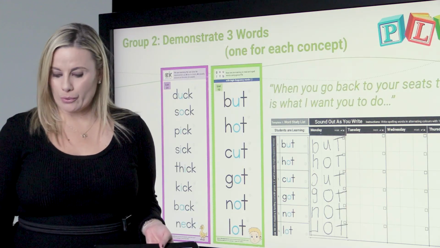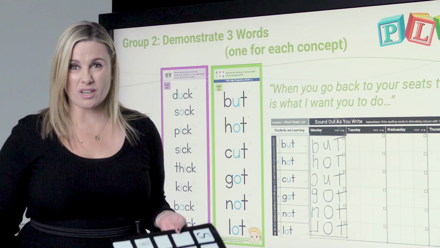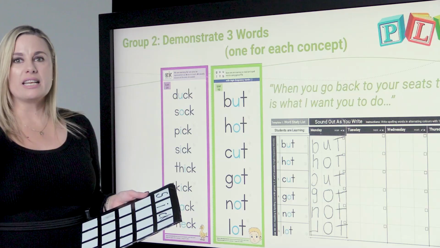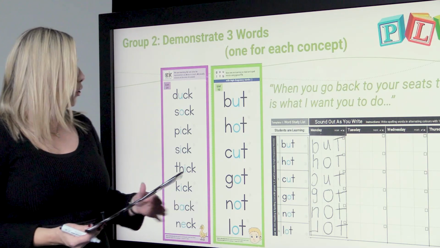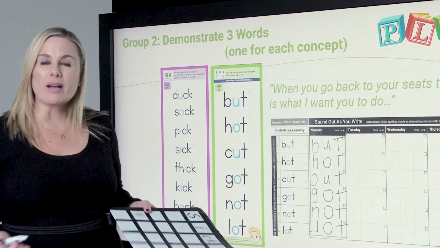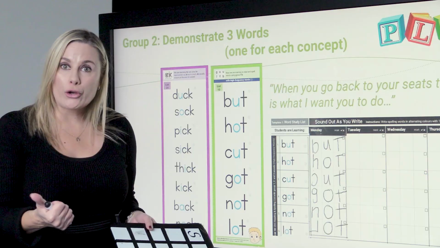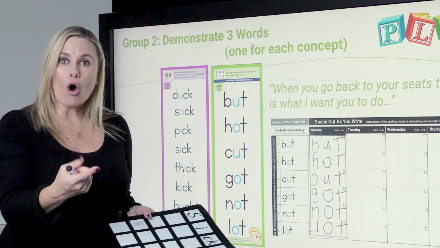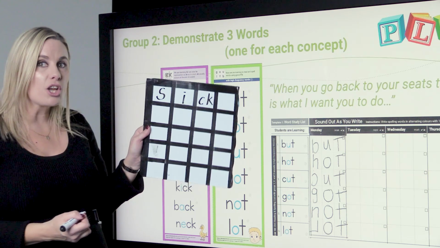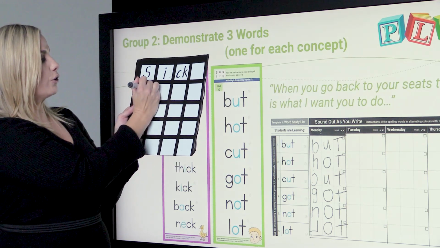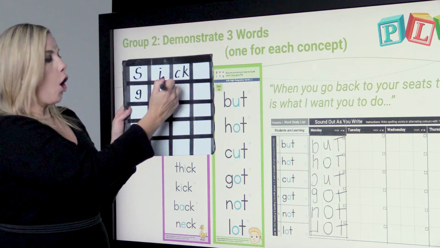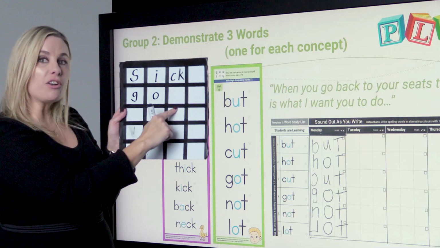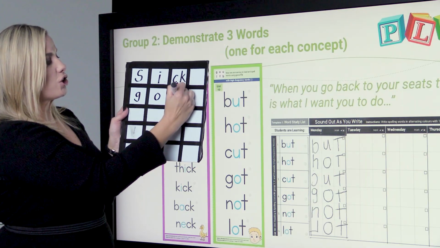Group 2. When you go back to your seats, this is what I'd like you to do. Let's practice with our next word on our list for today. We are going to start with got. What are my sounds in got? I have g, o, t. Show me. G, o, t. What's my initial sound? G. O. And my final sound is t.